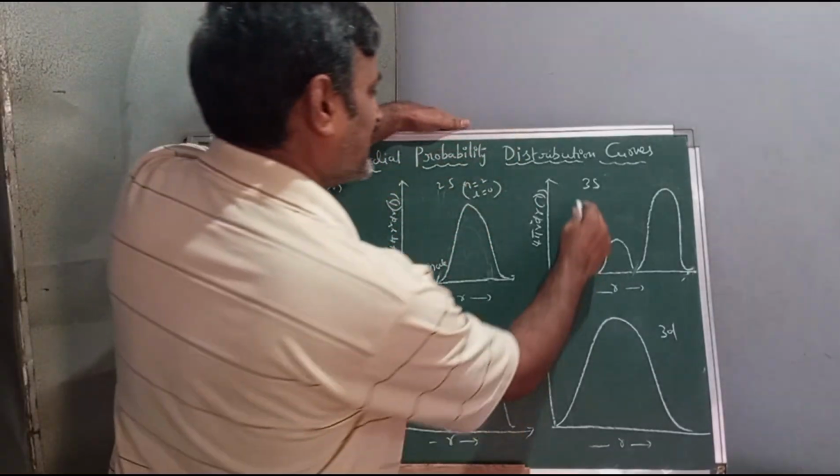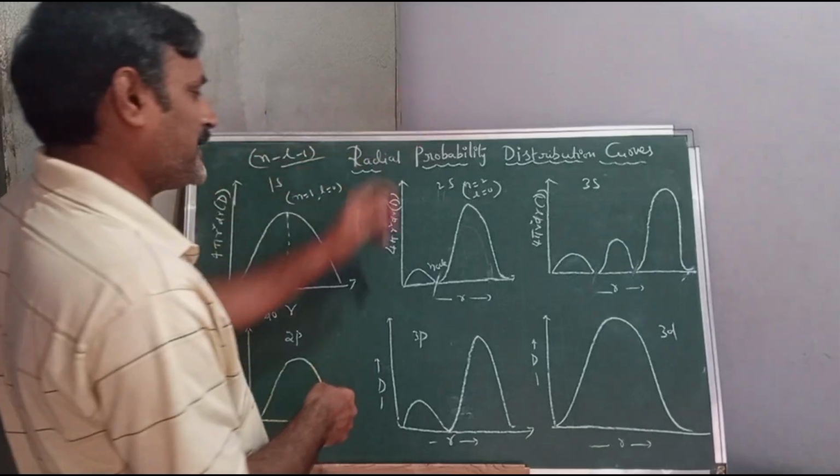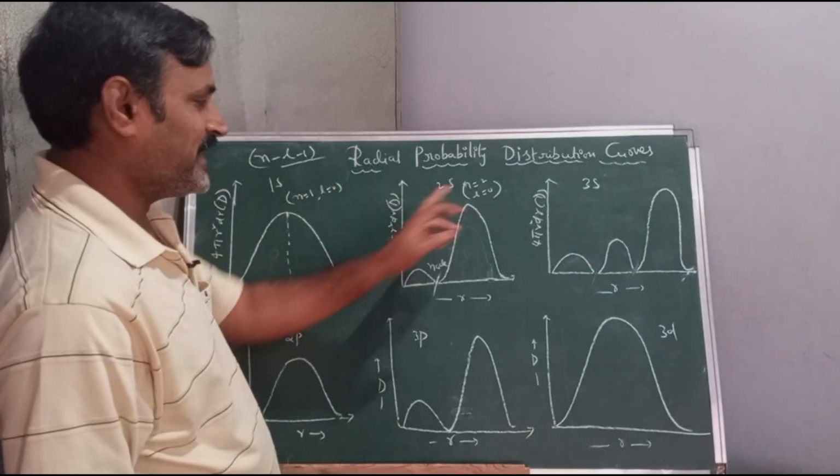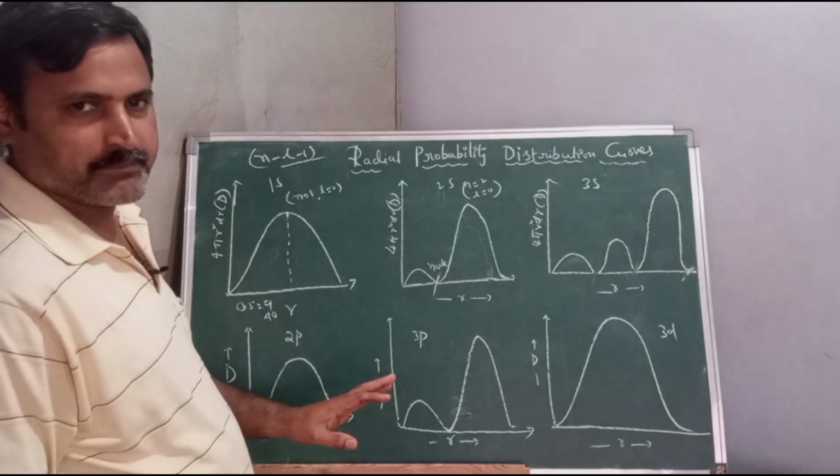Okay. Here for the 3s orbital, two peaks came. The peaks formula is n minus L. So how many peaks came? 2 peaks came.